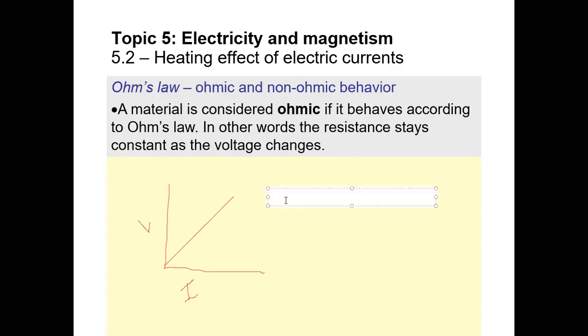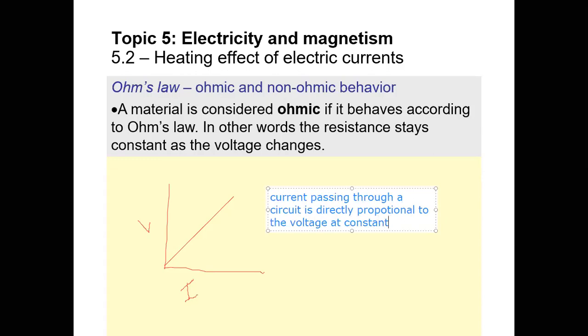I will write here the exact definition of Ohm's law: current passing through a circuit is directly proportional to the voltage at constant temperature.